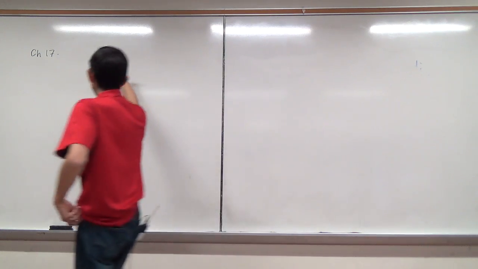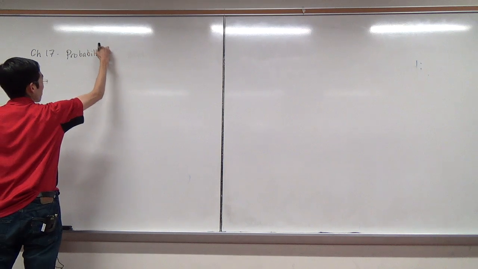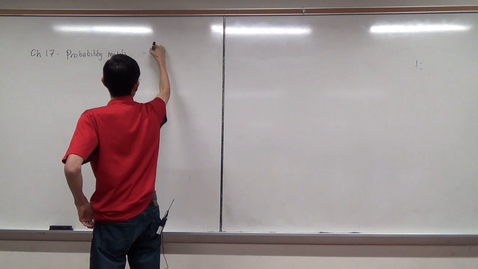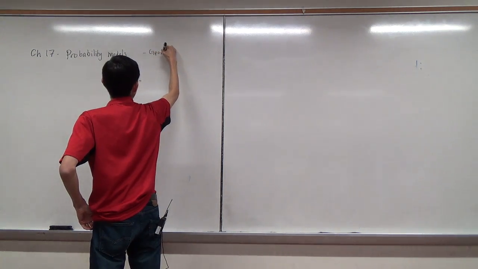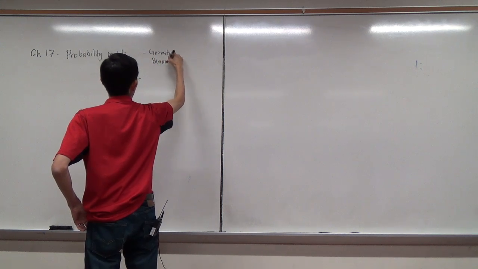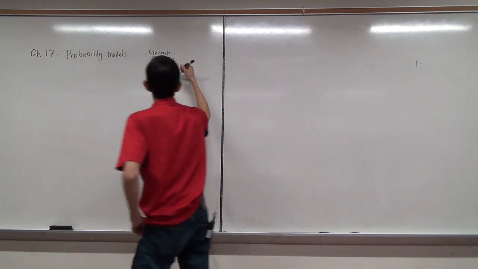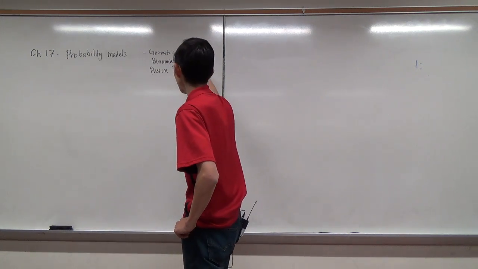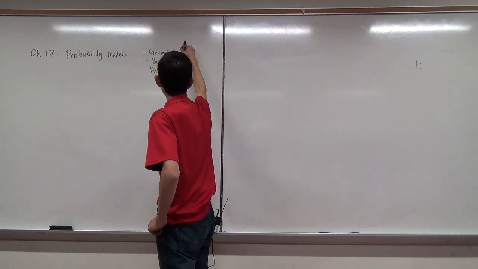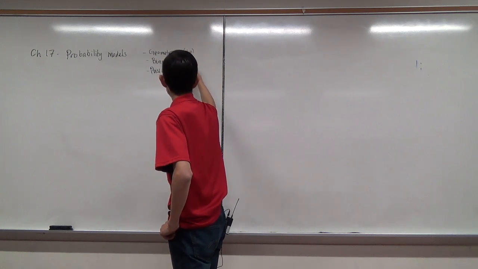Chapter 17 is about probability models. The book lists the geometric model, binomial, and Poisson. This is Poisson, not Poison, and we will skip the geometric and skip the Poisson.